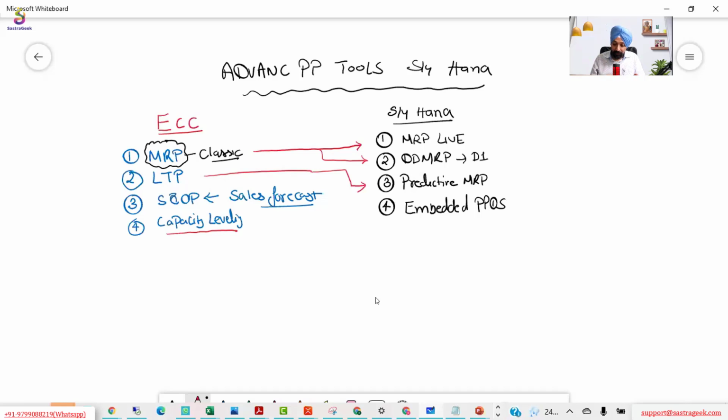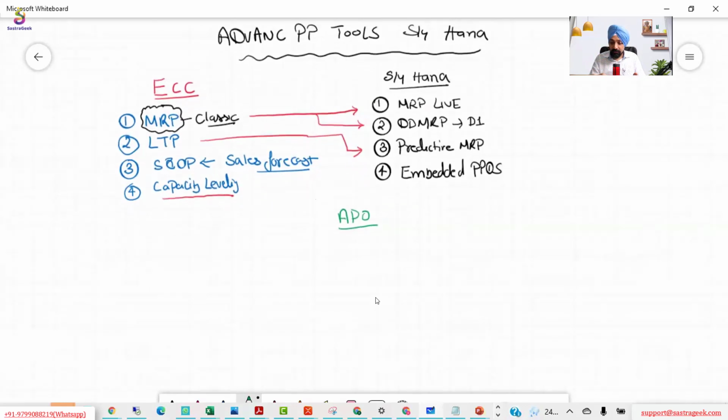Now another part I'm writing here is APO. Earlier, because ECC had limited planning features, we had Advanced Planning and Optimization. So some of the things were done through APO. What are the things which have been done through APO? Especially when you want to do constraint planning. So what is constraint planning?